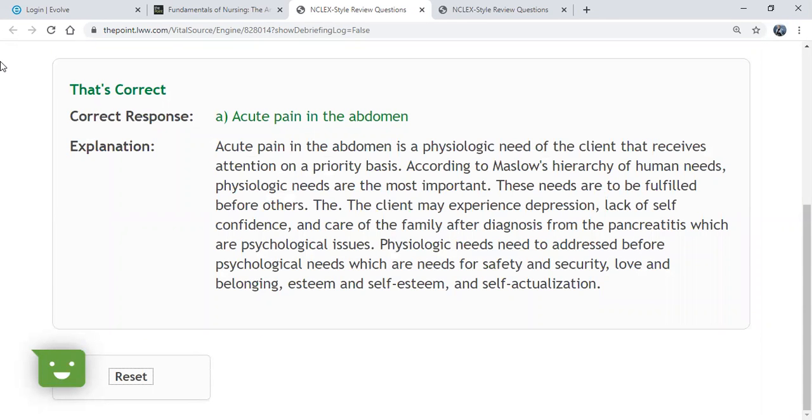All right, so acute pain is a physiological need. Pain definitely falls under Maslow's hierarchy of basic human needs. Okay, we're going to fulfill physiological needs over psychological or psychosocial issues.